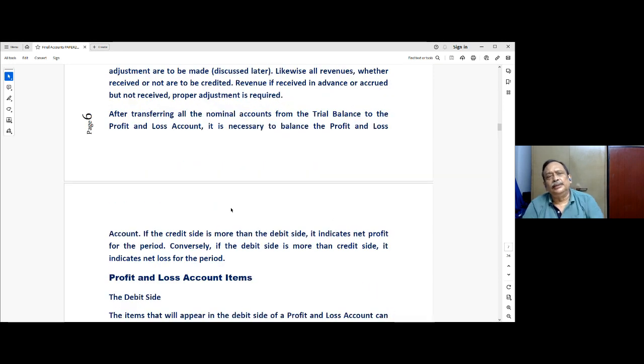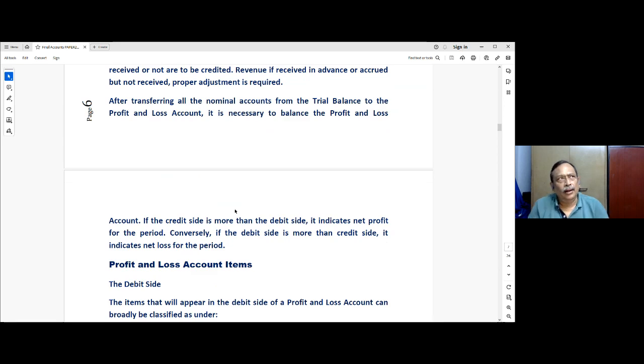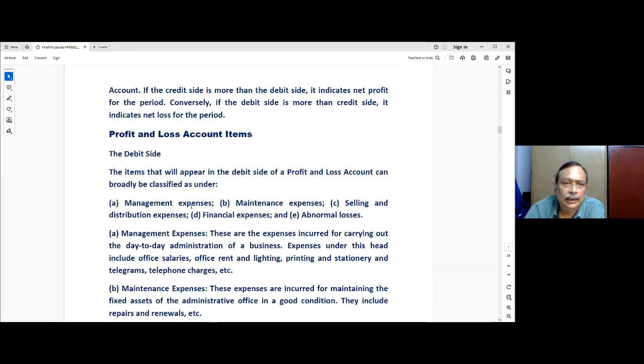Now, after transferring all the nominal accounts from the trial balance to the profit and loss account, it is necessary to balance the profit and loss account. If the credit side is more than the debit side, it indicates net profit for the period. Conversely, if the debit side is more than the credit side, it indicates net loss for the period. Now, we are considering the profit and loss account items.